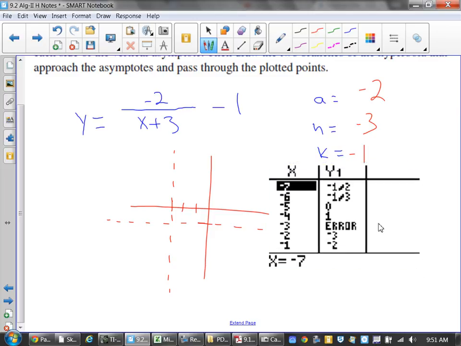At -3 is my error because that's my vertical asymptote. At -2, it's -3. Here's 1, 2, 3. At -1, it's -2. At -5, -4, 4, it's at 1. 5 is at 0. And you're just doing this. And you know what that graph is? It's a hyperbola. It's a different form of a hyperbola.